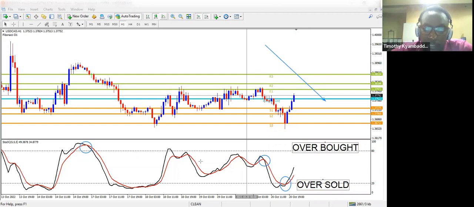Guys, that in its simplest form is how you use the stochastic as well. You can also use it with divergence, but that is a slightly more advanced class. If you'd like to learn about how to use the stochastic divergence as well, maybe you could consider signing up for our accelerated program, and we shall be happy to take you through that because it's part of the course curriculum.